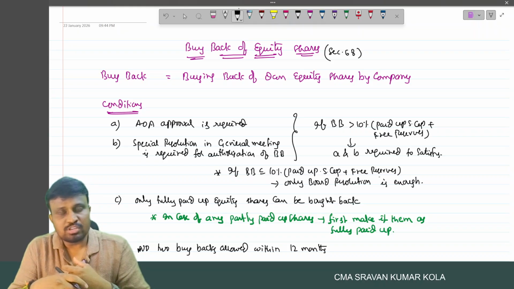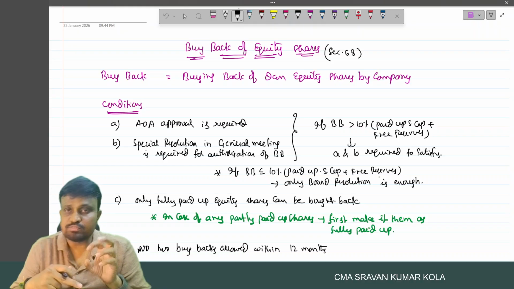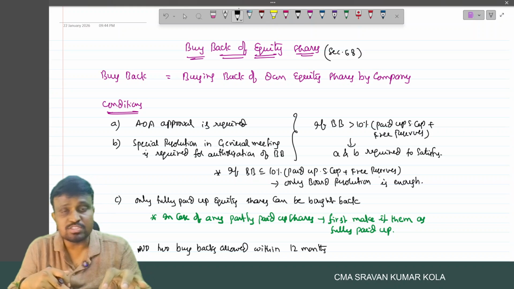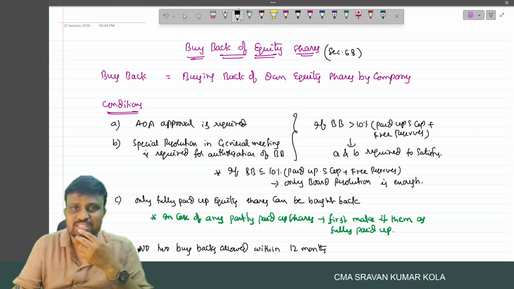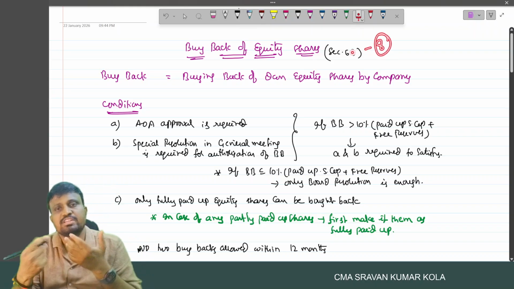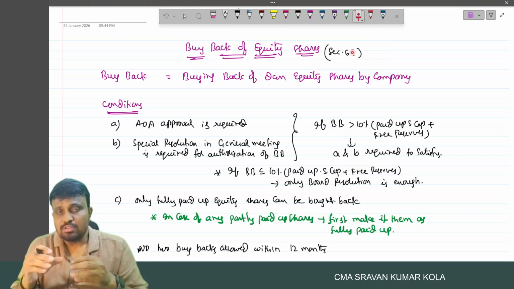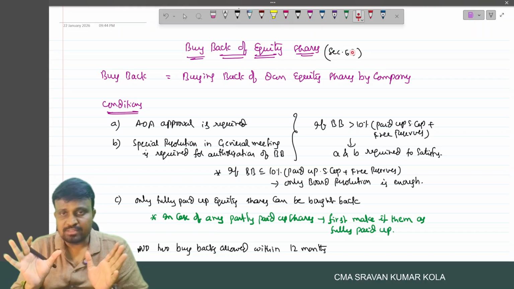In the advanced accounting paper, in every attempt we can expect one question from this chapter, either in case based scenarios or in the descriptive part. You can expect at least around 8 marks. So, without wasting time, I will move directly to the buyback.